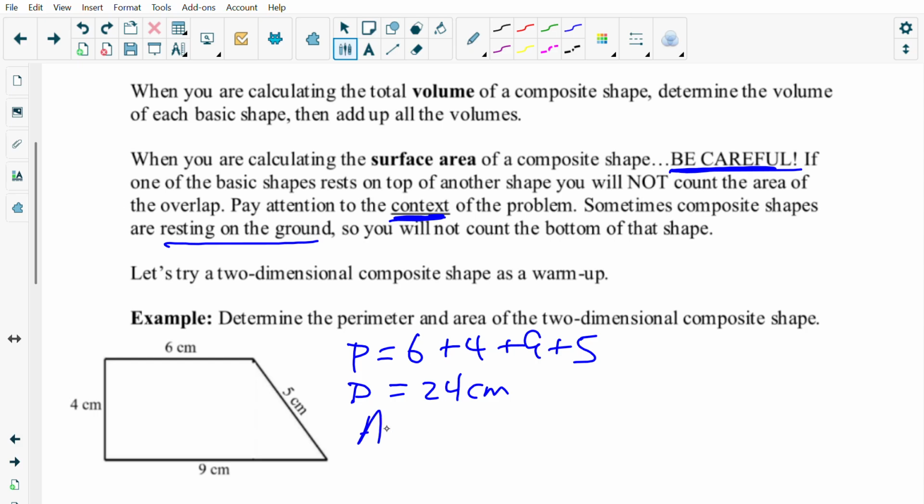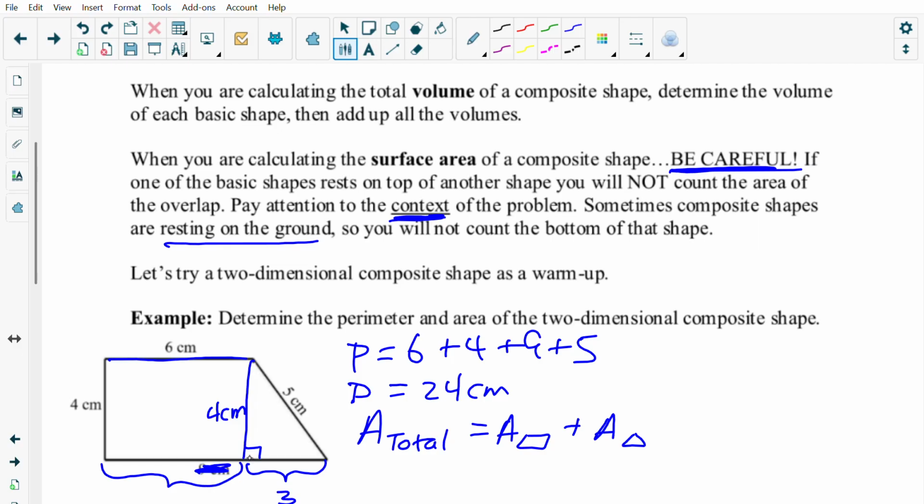How about area? Area total equals area of the rectangle plus area of the triangle. Much like we do for three-dimensional shapes, I'm going to do this for two-dimensional shapes. Break it up into shapes that you know. This has to be 4 centimeters, the height of this triangle. Well, what is the base of the triangle? If this top part is 6 and this big part was 9, then this has to be 3 and this smaller part has to be 6 for a total of 9.